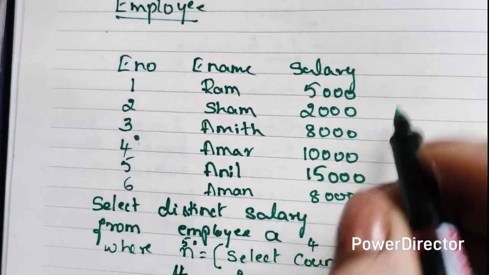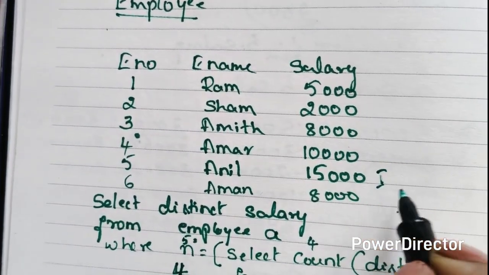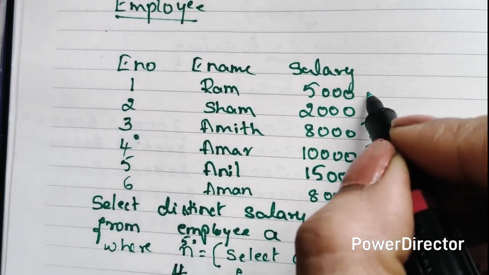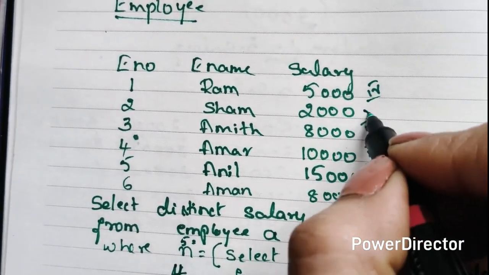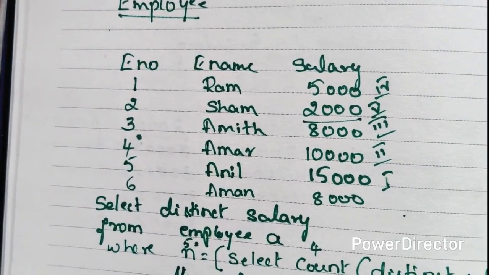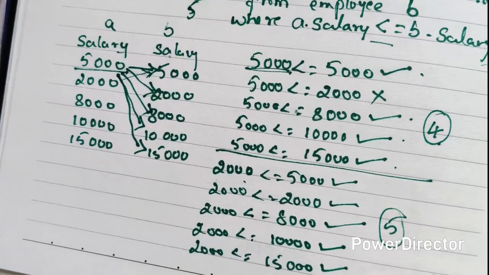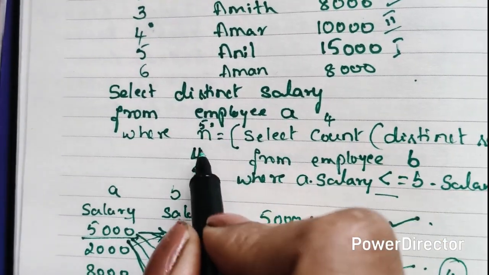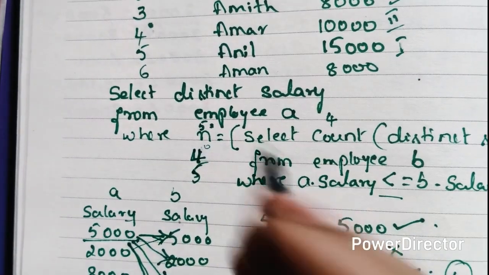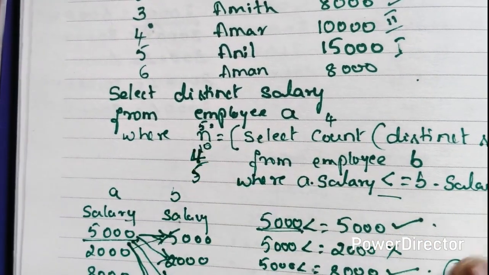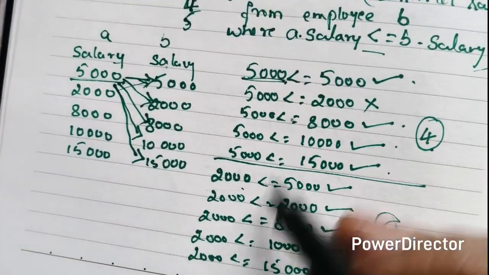You can check here. Which is the first maximum salary? This is the first, second, third, fourth and fifth. So this is the fifth maximum salary. This is how you find the nth maximum salary. If they ask for the 10th maximum salary, you have to write the same query. In place of n, you write 10. It will count like this.